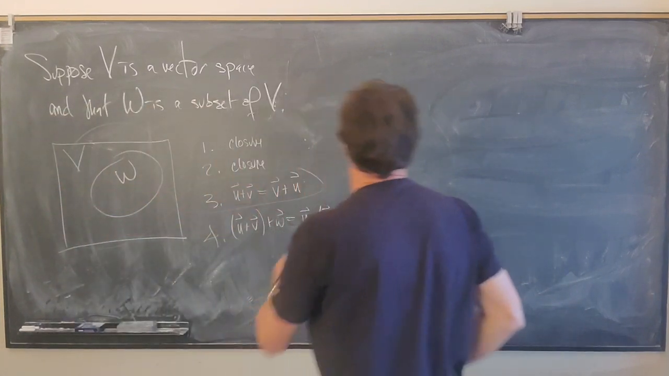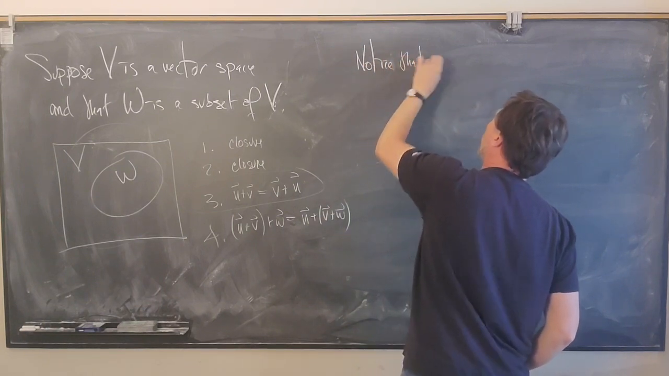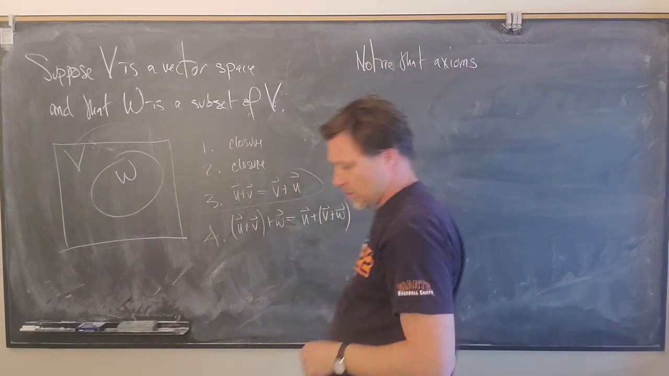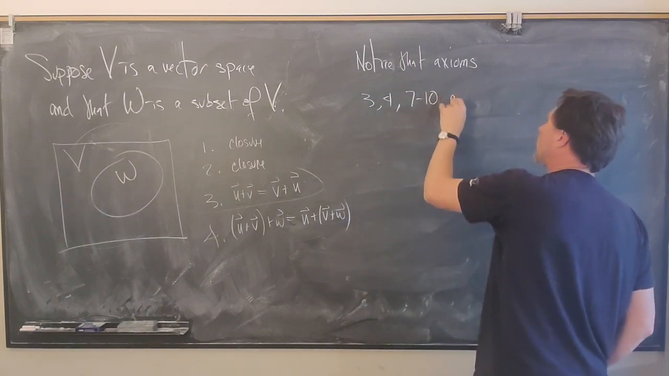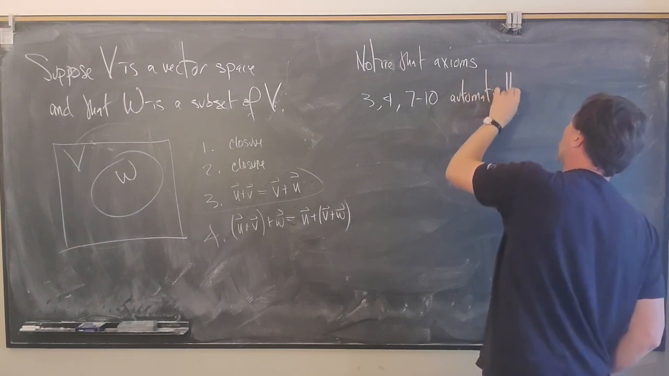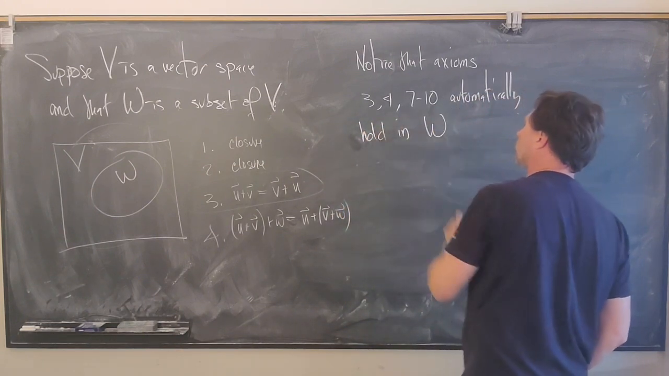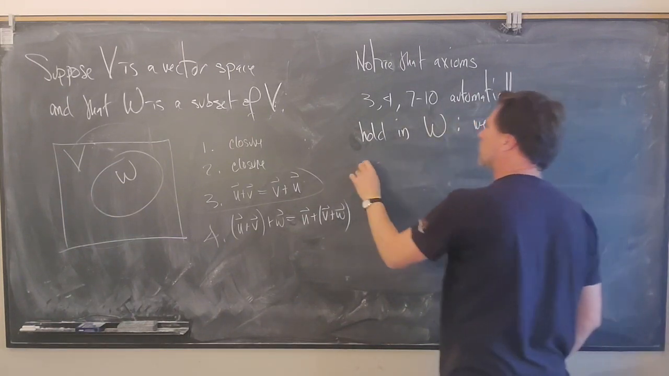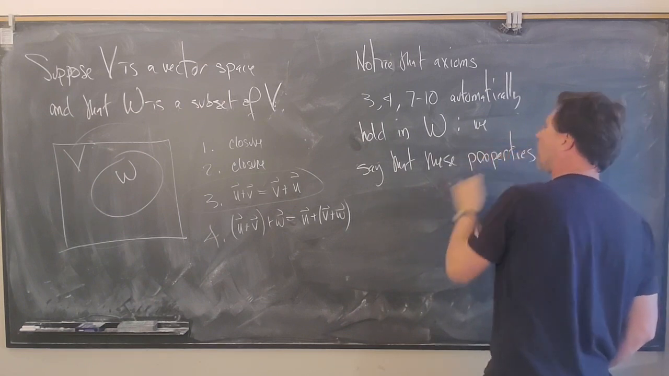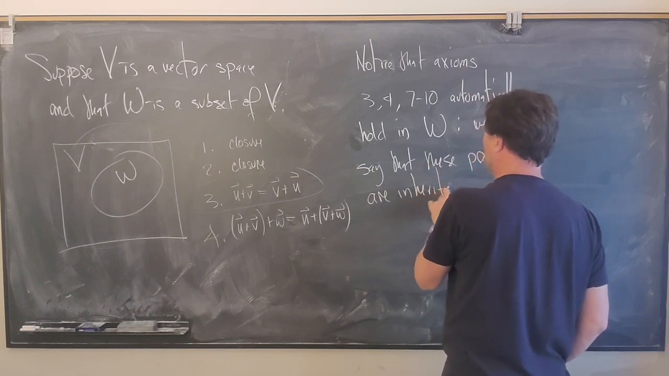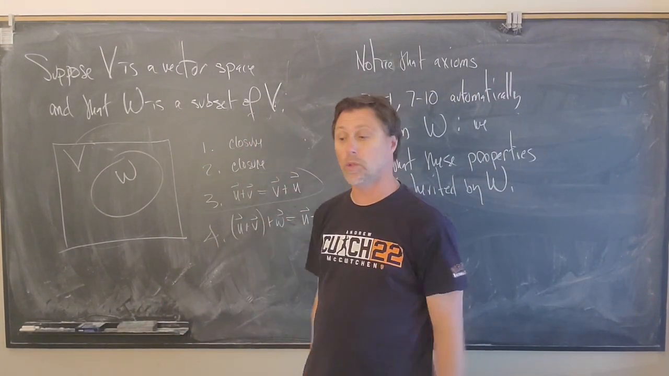Notice that axioms 3, 4, and 7 through 10 automatically hold in W. We say that these properties are inherited by W. So the point is, if we know that the properties hold inside all of V, then they're going to hold within the restricted set W.